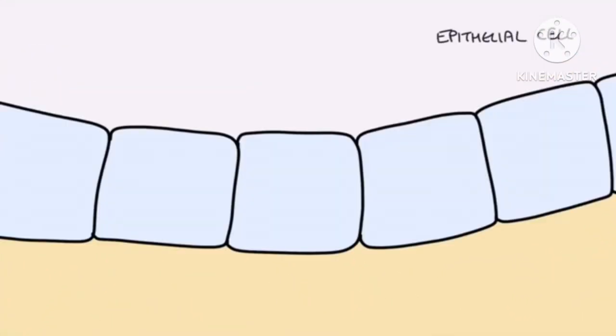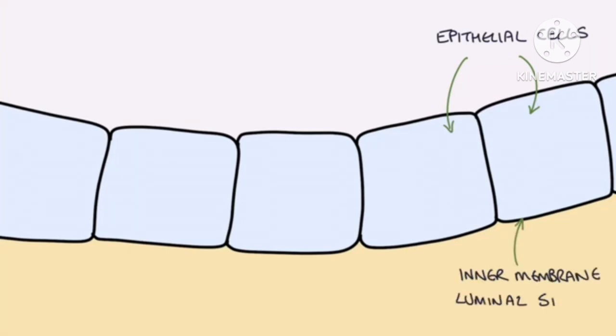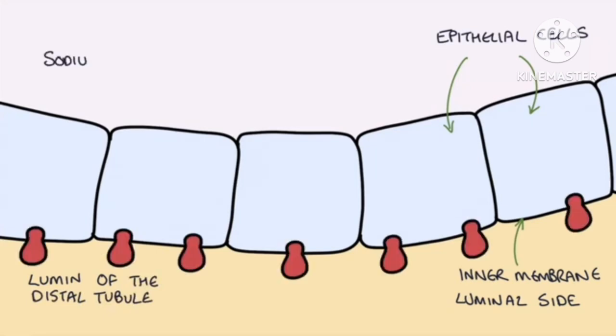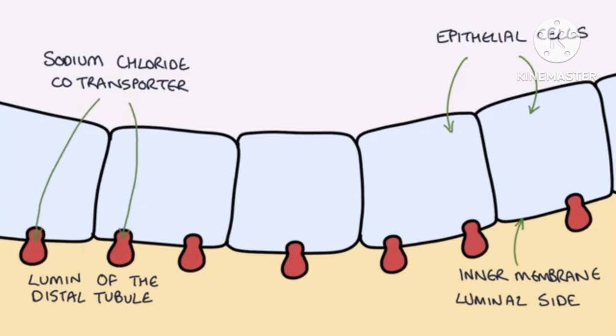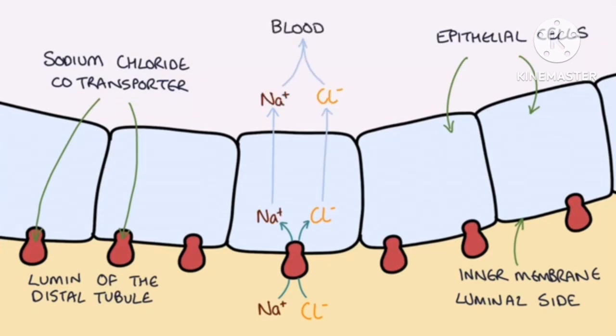Looking at the epithelial cells of the distal tubule, on the inner membrane of the epithelial cells, which we call the luminal side, so the side of the cell that's facing the lumen of the distal tubule, there is a sodium chloride co-transporter molecule. This molecule is responsible for drawing sodium and chloride from the filtrate into the cell. Then once they're in the cell, this sodium and chloride diffuse out of the other side of the cell and are reabsorbed into the blood.